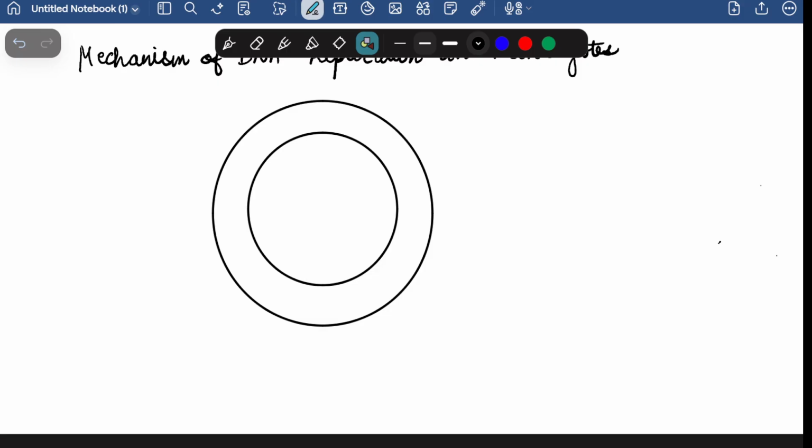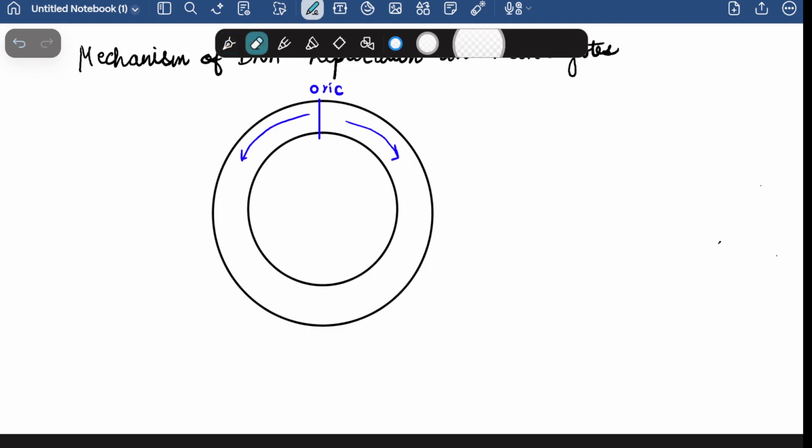Suppose this is the DNA of prokaryotes, and it is double stranded, and for the sake of simplicity I have separated the two strands so that you can understand it better. Now always remember that there is one OriC, the region from where the replication will begin in prokaryotes. And always remember that the replication in prokaryotes is bidirectional, meaning it can occur from here also and here also.